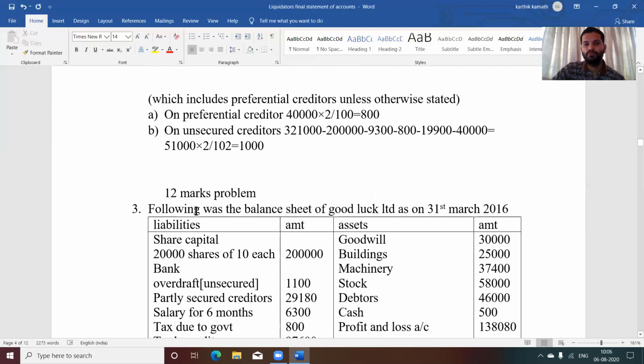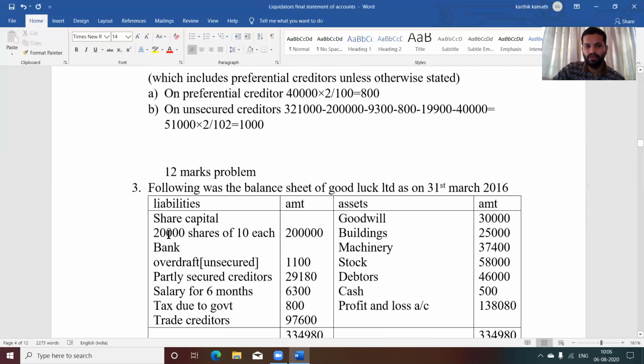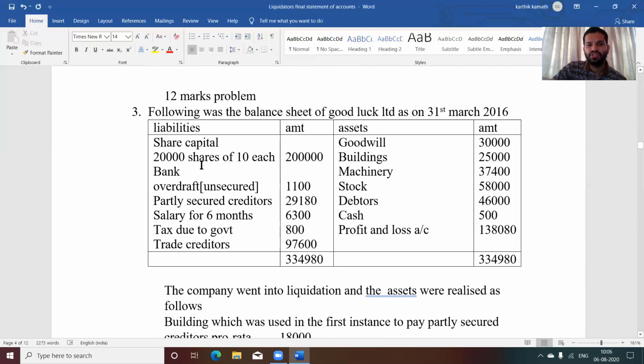Following was the balance sheet of Good Luck Limited as on 31st March 2016. Liabilities, amount, and the asset side format is also given. Share capital, 20,000 shares of 10 each, directly given, that is 2 lakh. Bank overdraft, see, bank overdraft is always unsecured, 1,100. Partly secured creditor is 29,180. Salary for 6 months, that is 6,300. Tax due to government, that is 800. And trade creditors, that is 97,600. On the asset side, goodwill, building, machinery, stock, debtors, cash, and profit and loss account information is given.